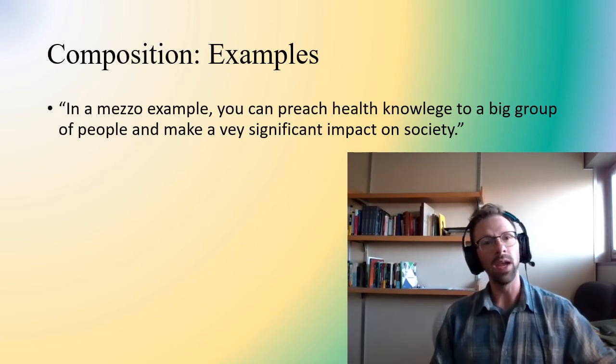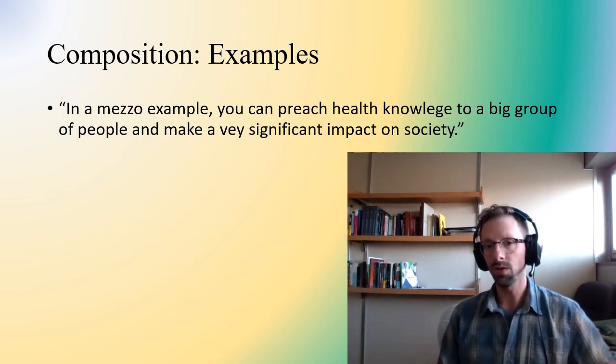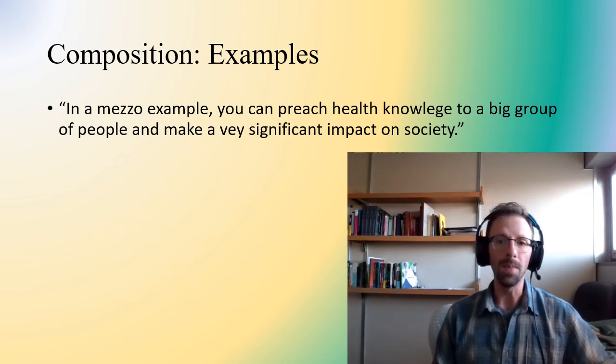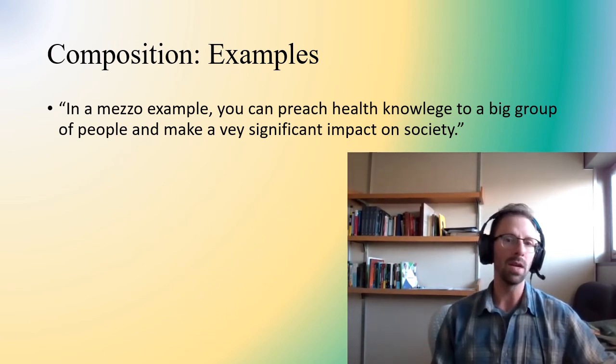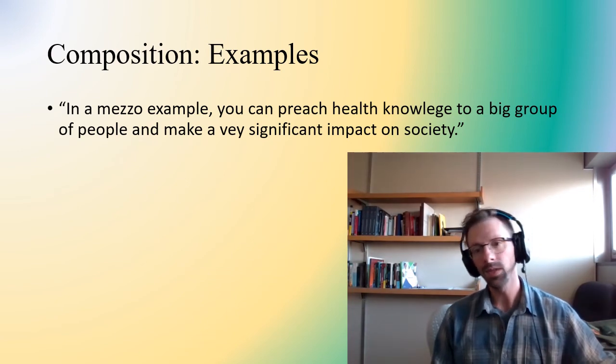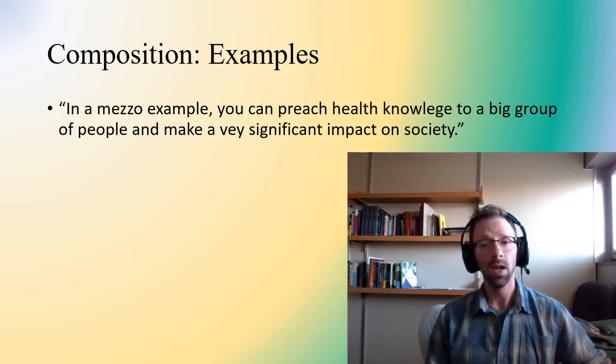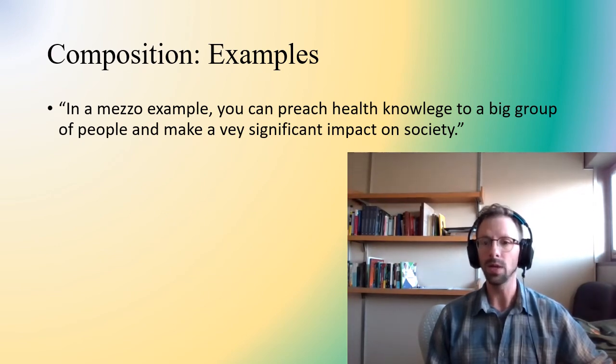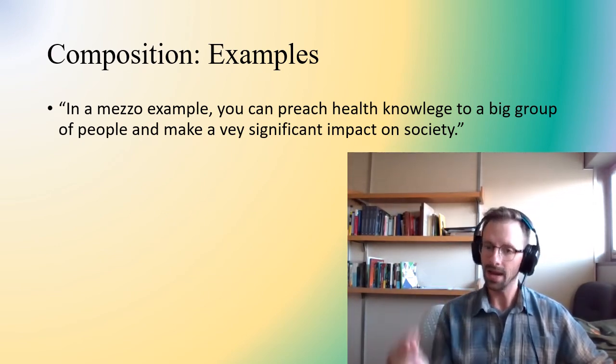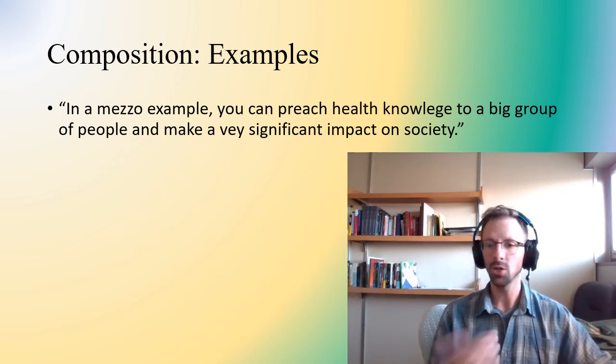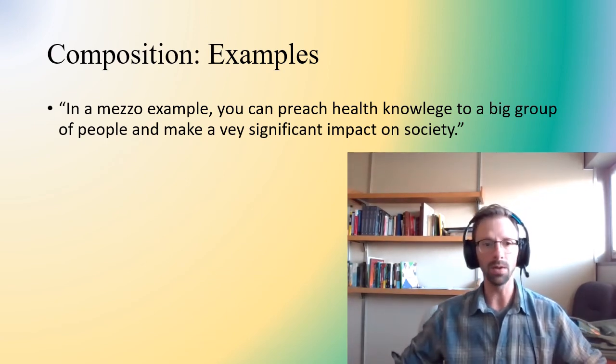And so we have, in a meso example, you can preach health knowledge to a big group of people and make a very significant impact on society. Well, this isn't really a run-on sentence. In fact, this sentence is kind of vague and unclear, and I think there's a lot that we could unpack here. I can guess what the author is trying to say, but I shouldn't have to. You should say it more clearly, right?